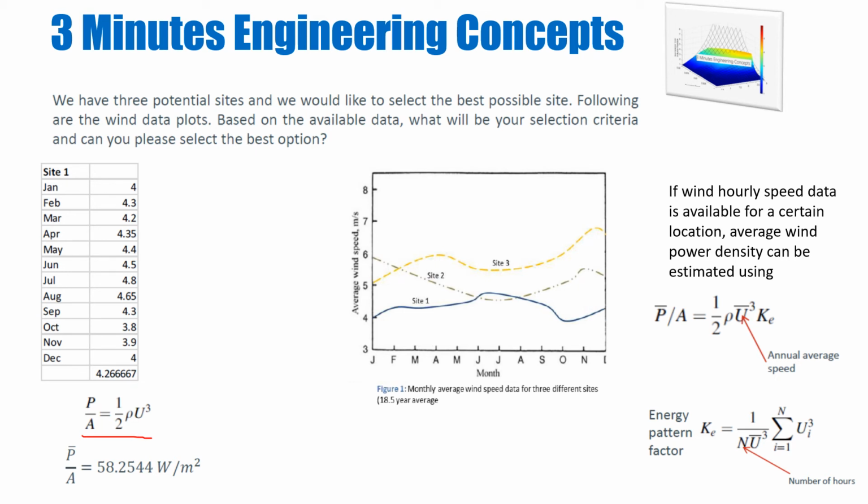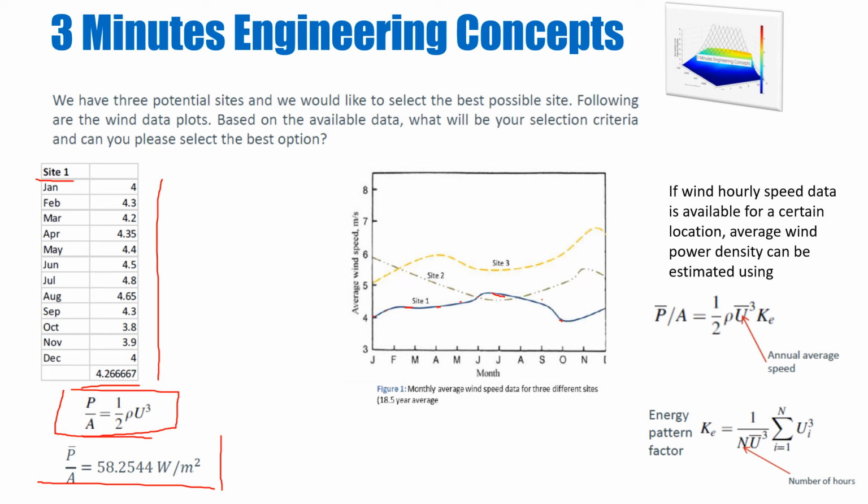Let's say in this case we have 3 sites and we need to find out which is the best one for us. So what I would do, I would read all the values using some digitizer for each site. In this case I have read the values for site 1. I will find the average wind speed for the whole year, and then I can find out the average power density of that area using this relationship, which comes out to be this. Now I will repeat the same for site 2 and site 3, and obviously in normal terms, whichever has the highest power density will be the best suitable site.